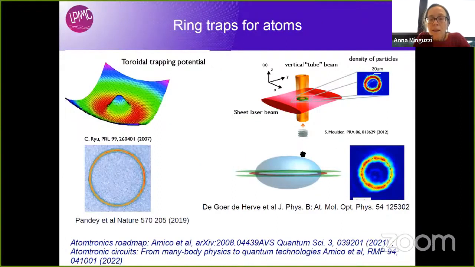Experimentally, there is so far a great tradition of creating various types of ring traps. There are many ways to create ring traps for atoms, from the simplest toroidal shape potential to more advanced and more complicated ones, for example intersections of tubes with sheets, and using, for example, dressed potential states. In all cases, it is possible to create very smooth and broad rings. There has been a lot of activity in this field, which is summarized in a roadmap and in a Reviews of Modern Physics paper that we have co-written with Luigi Amico and co-workers.